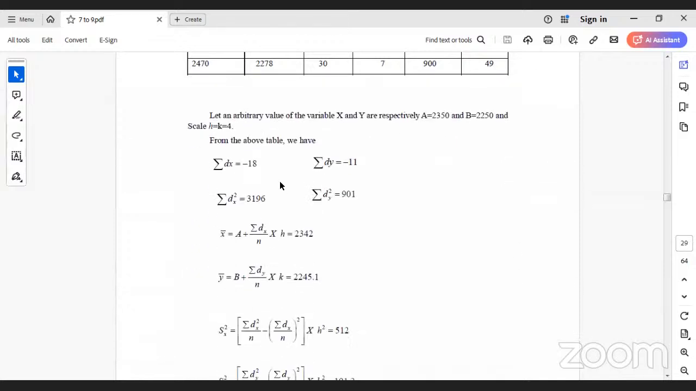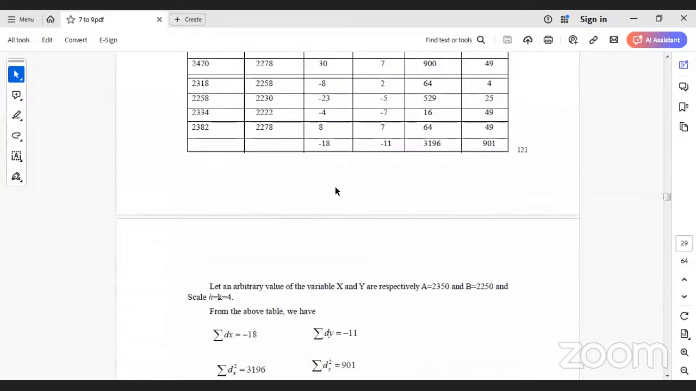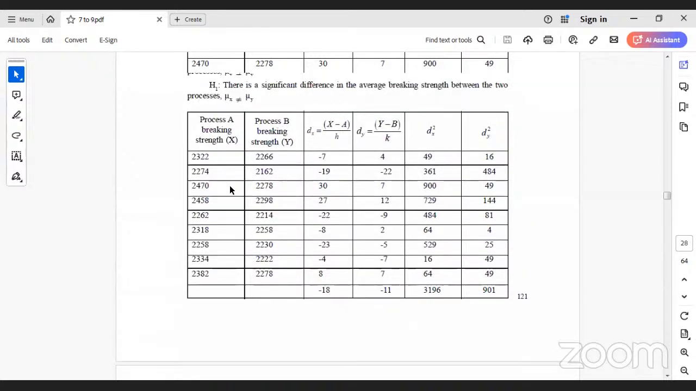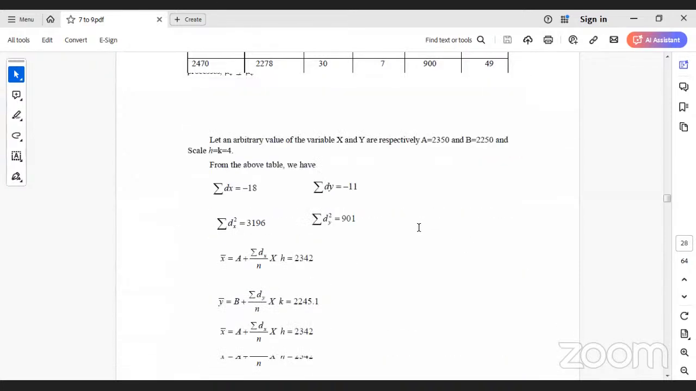See here, summation of dx is equal to minus 18. This one total is minus 18. So taking dx as x minus a by h, we are taking here dx is equal to minus 18, arbitrary value 2350, 2250. So therefore h is equal to 4. So x bar is a plus summation of dx by n into h. We are evaluating the same.